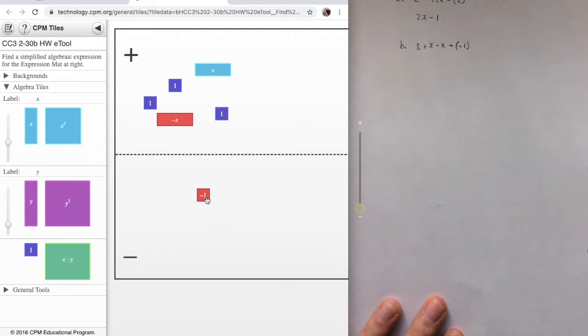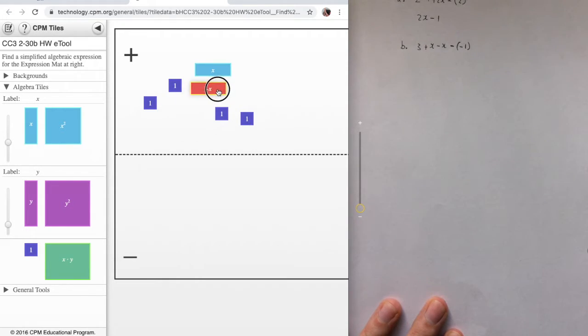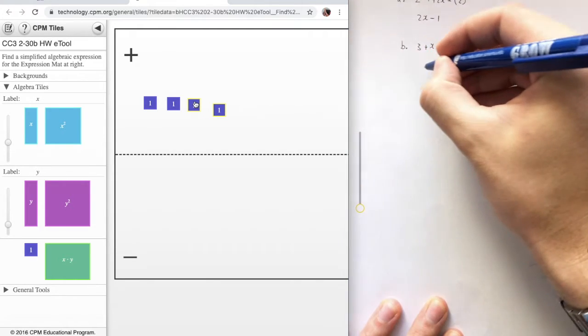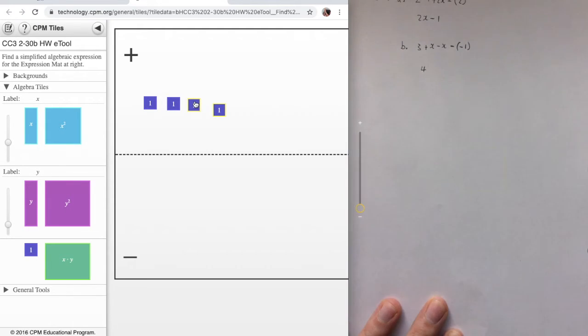So once again, you can drag this over to the same side as everything else, but it's going to flip it into a positive 1. So the minus negative, the 2 negatives are going to cancel out and just become positive 1. Then once again, we can group up the similar terms. So we can group this x with this negative x, and they'll cancel out to 0. And so we're just going to be left with 4 1s on the same side. So the answer to B will just be 4. That will be the simplified expression.